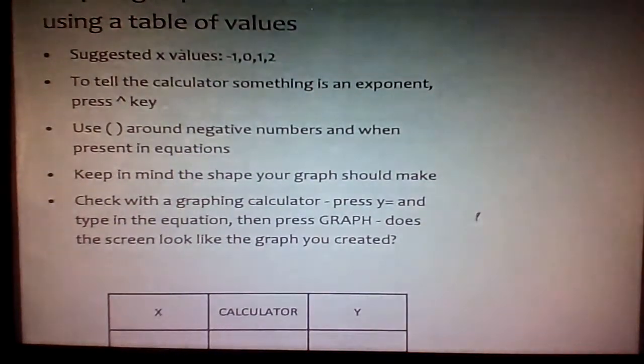Graphing exponential functions using a table of values.